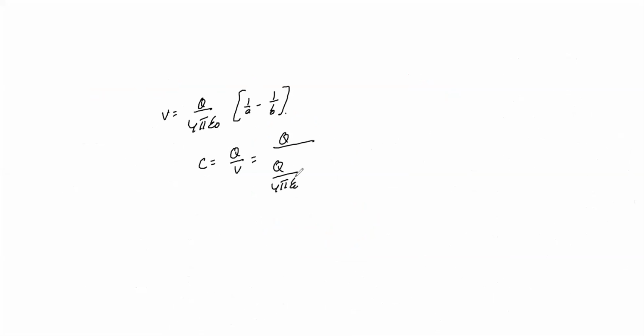So let's see the capacitance. To find the capacitance, first we need the voltage that we derived. V is equal to Q by 4 pi epsilon naught into 1 by A minus 1 by B. This is your relation. What we need to find is the capacitance. C is equal to Q by V, which is Q divided by Q by 4 pi epsilon naught into 1 by A minus 1 by B.